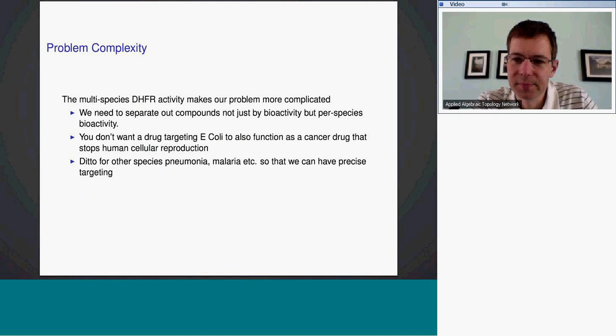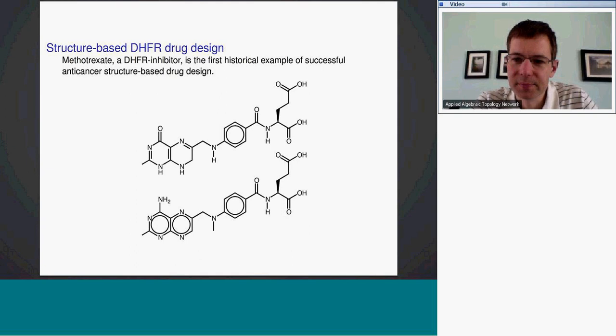So the multi-species aspect of this drug makes it more complicated. We're not just looking for generically bioactive compounds, but we want to understand per-species bioactivity. You don't want an antibiotic targeting E. coli that's also killing the human host, right? And the same goes for pneumonia or malaria. We want precise species targeting of our drugs.